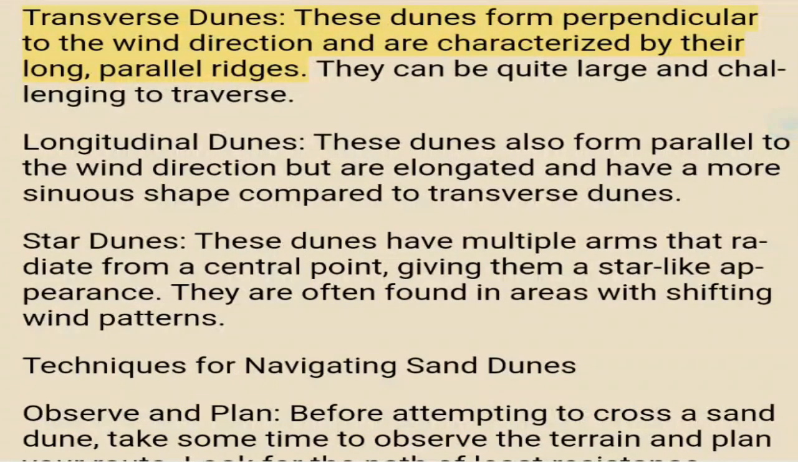Transverse dunes. These dunes form perpendicular to the wind direction and are characterized by their long, parallel ridges. They can be quite large and challenging to traverse. Longitudinal dunes. These dunes also form parallel to the wind direction but are elongated and have a more sinuous shape compared to transverse dunes. Star dunes.